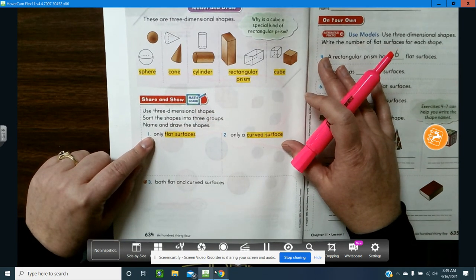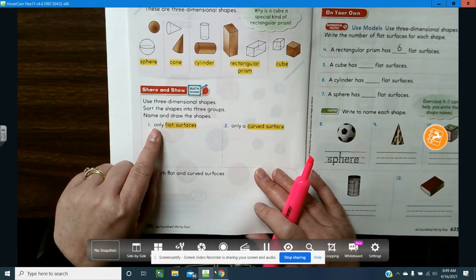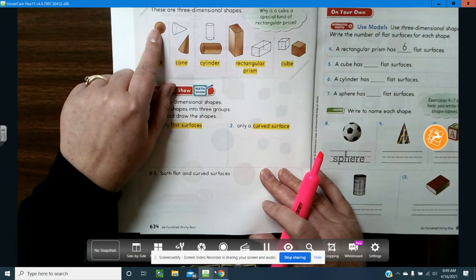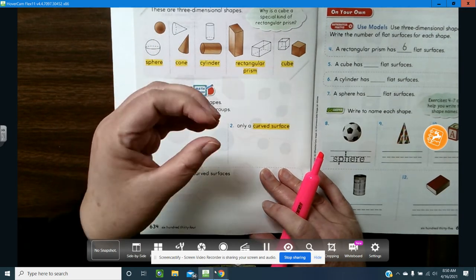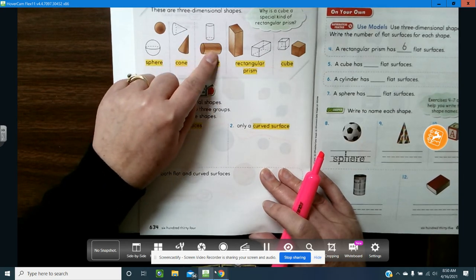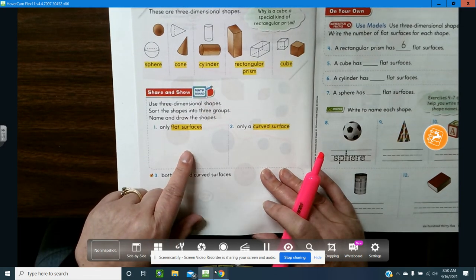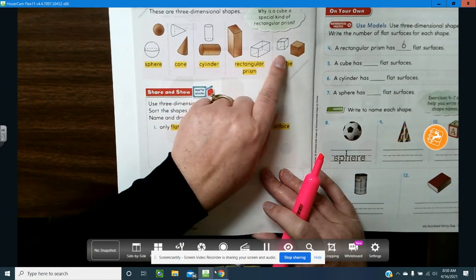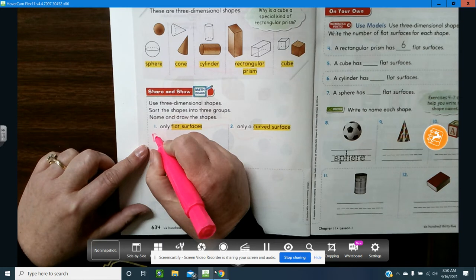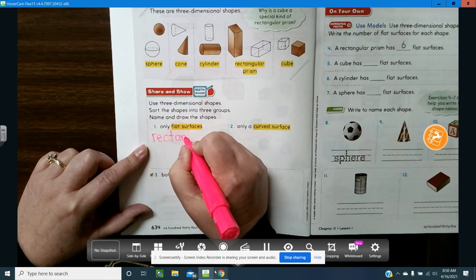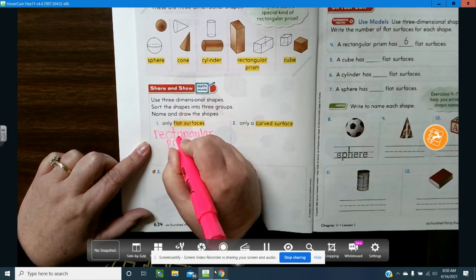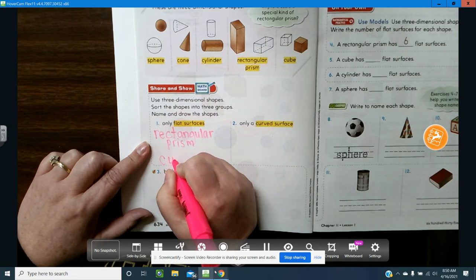So if we were going to name the three-dimensional shapes and use those ideas, number 1 says only flat surfaces. Well, I can see this is smooth and curved. And the cone, if you're holding that ice cream cone, it's curved all the way around. And the cylinder is curved all the way around. So which of those shapes would have only flat? That's right, the rectangular prism or the cube. So I'm going to write those two words, rectangular. That is a long word, isn't it? Rectangular prism and cube.